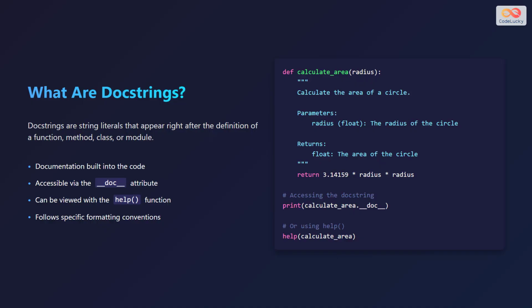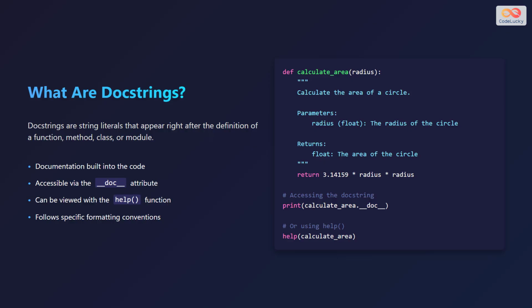So, what exactly are docstrings? Docstrings are string literals that appear right after the definition of a function, method, class, or module. Think of them as documentation that's built directly into your code. They are accessible via the __doc__ attribute. You can also view them using the help function. It's important to follow specific formatting conventions when writing docstrings to keep them consistent and readable.